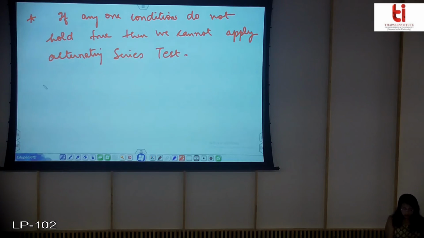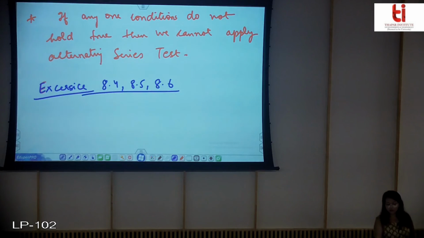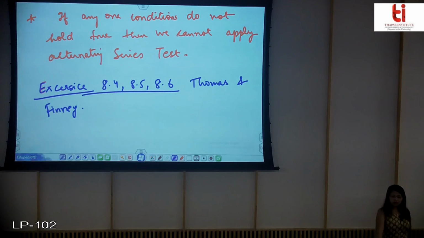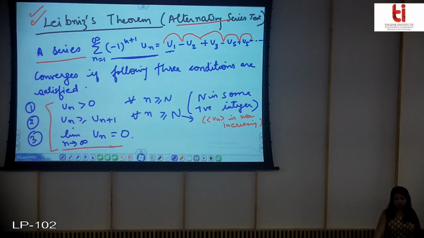Till now you should do exercises 8.4, 8.5 and 8.6 from the book Thomas and Finney. So I'll leave this lecture here, and in the next class we will see how to prove the Leibniz test, that if all these three conditions are satisfied, we can say that our alternating series is convergent. Thank you.